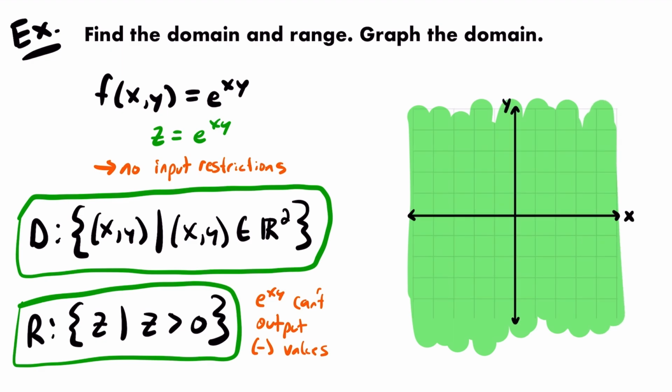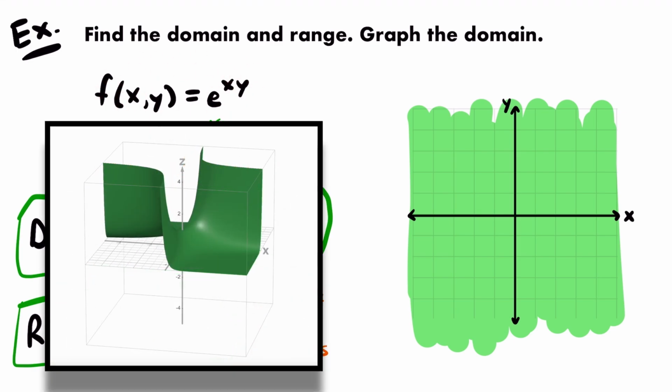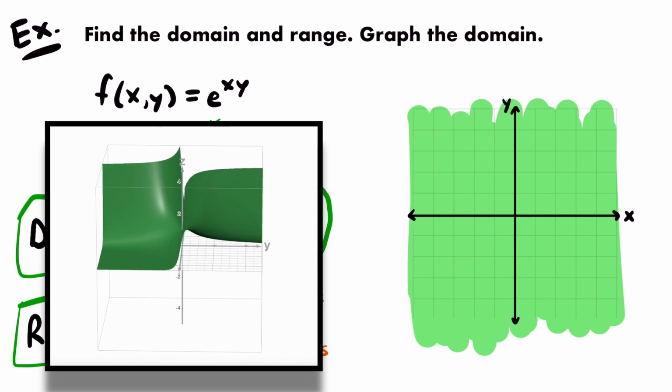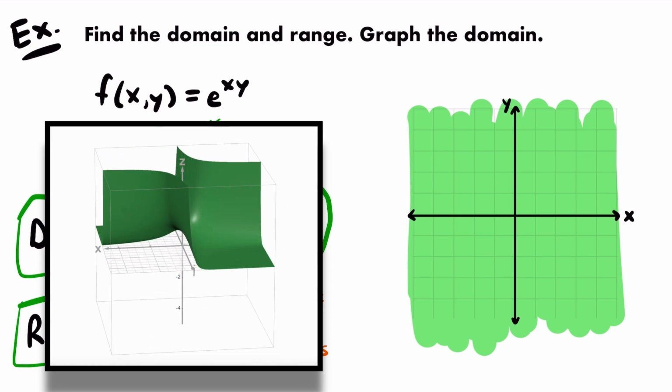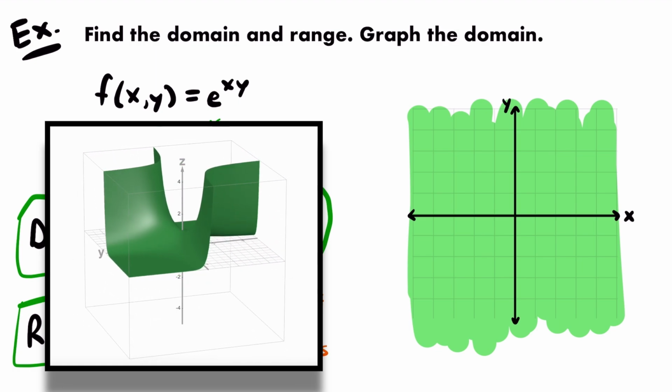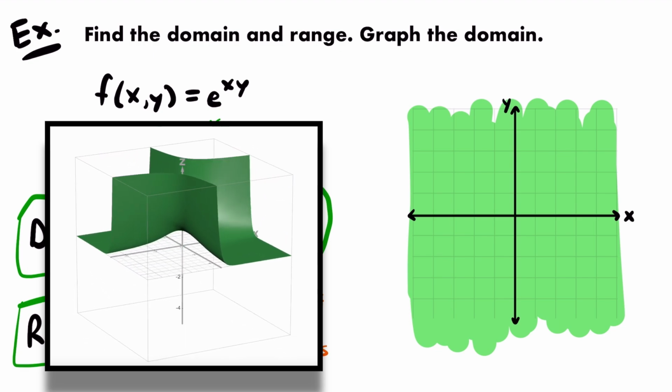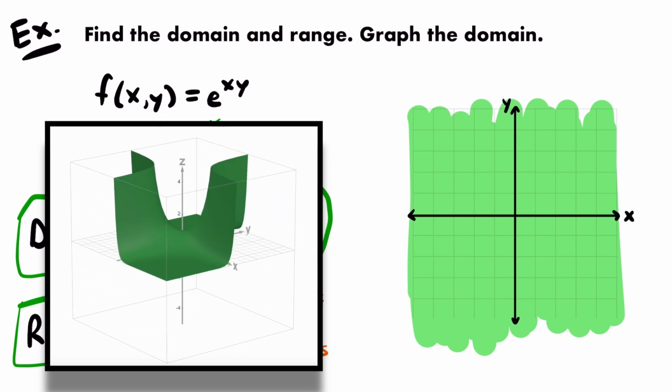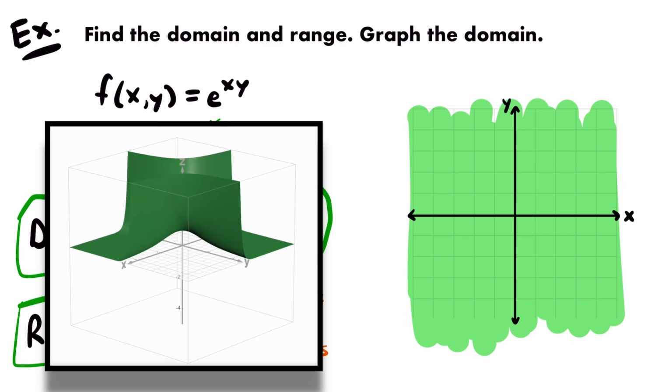Okay, and that should make sense. If you were to take a look at the actual graph of the surface represented by this multivariable function, I'll put a 3D render up here on the screen for you. You can clearly see that the entire xy plane is in play, right? You can pick any set of x and y coordinates and plug those into the function and get an output for the function, or a z value.